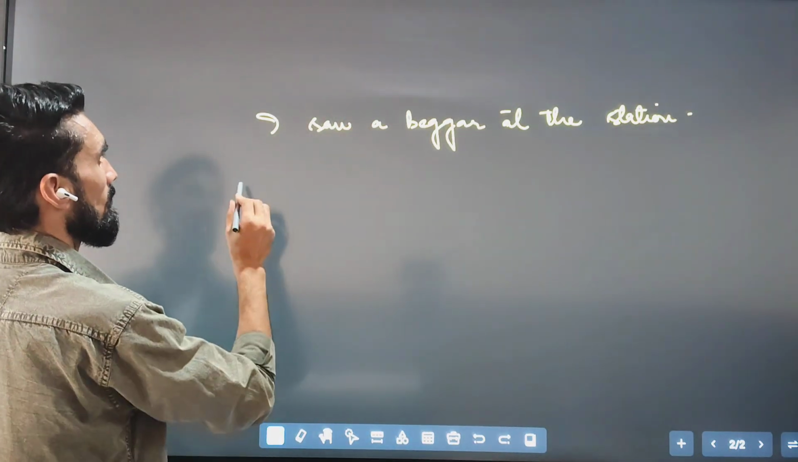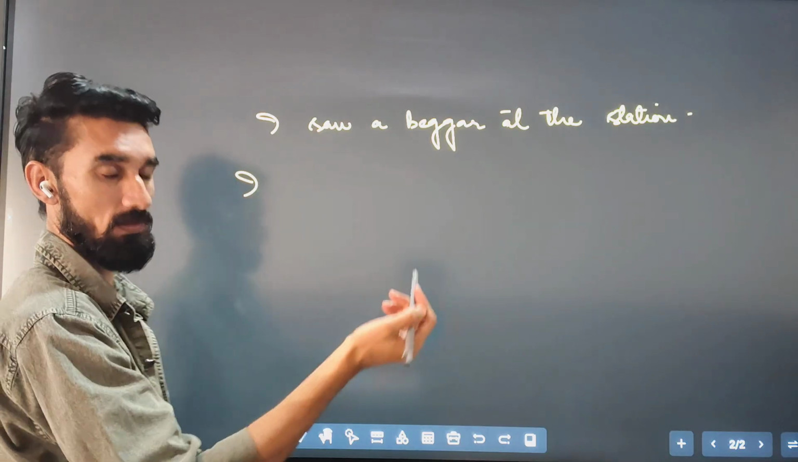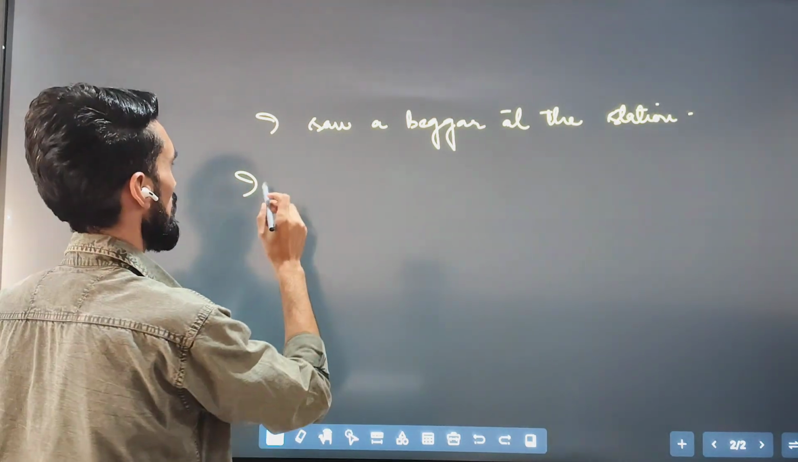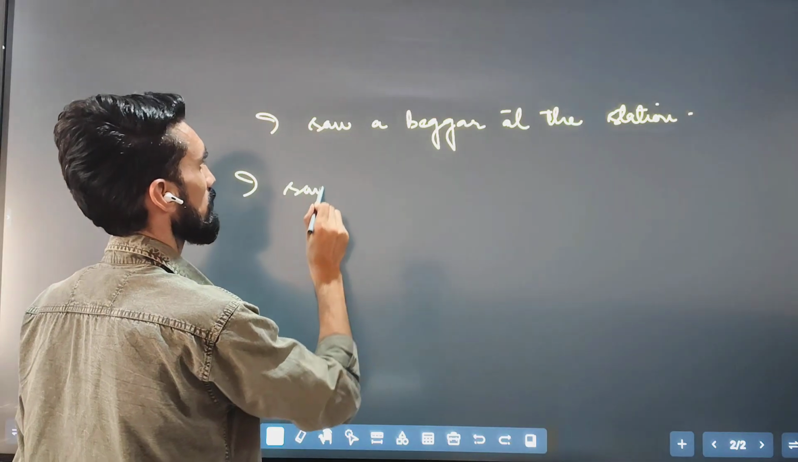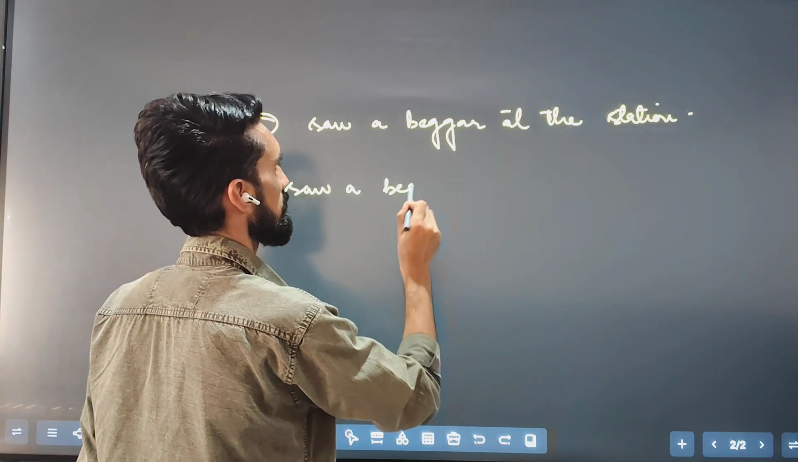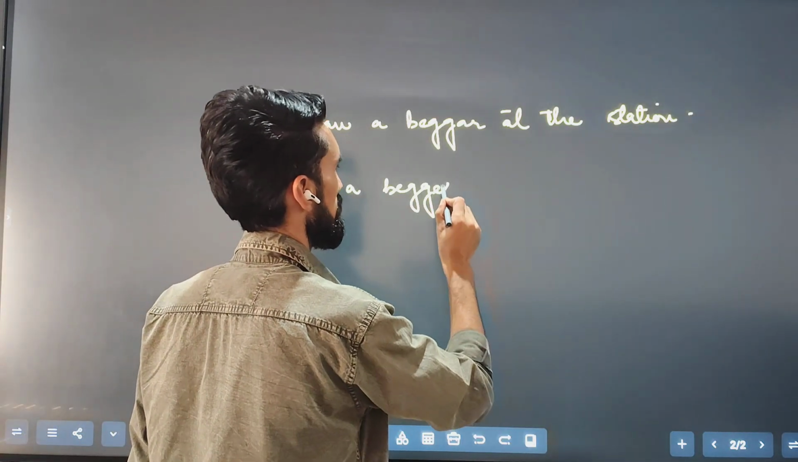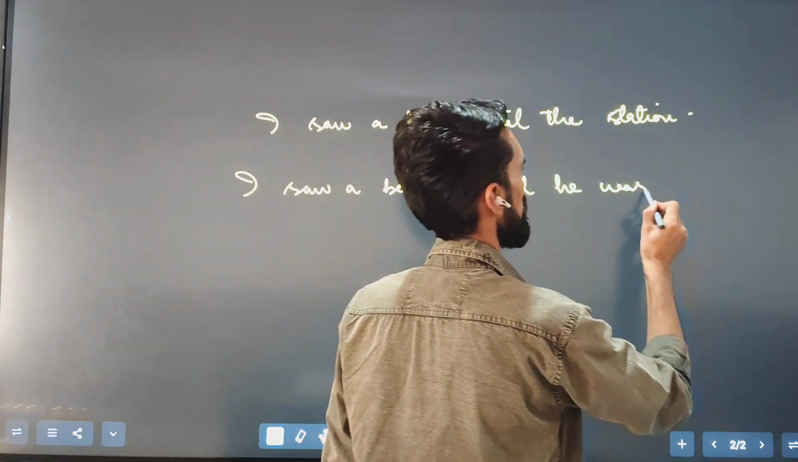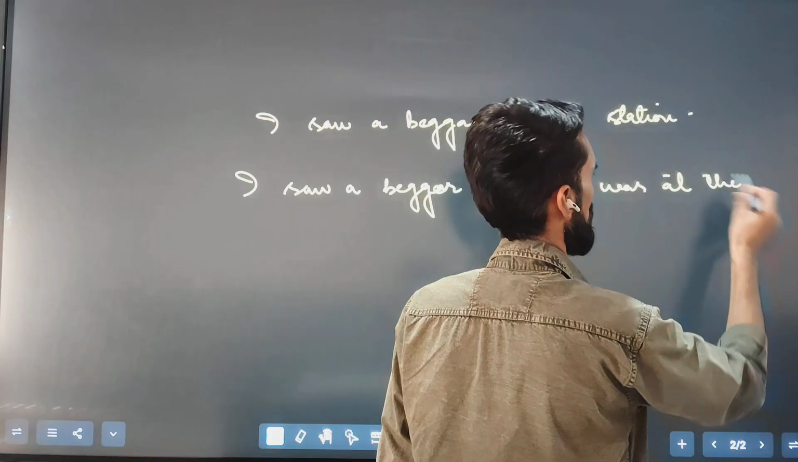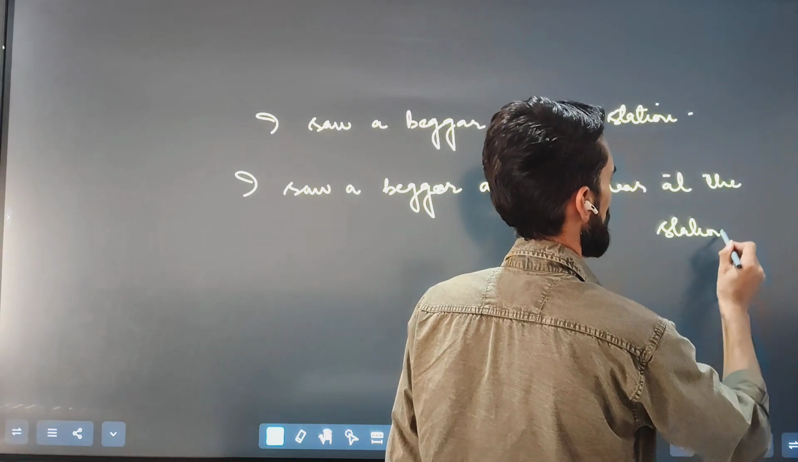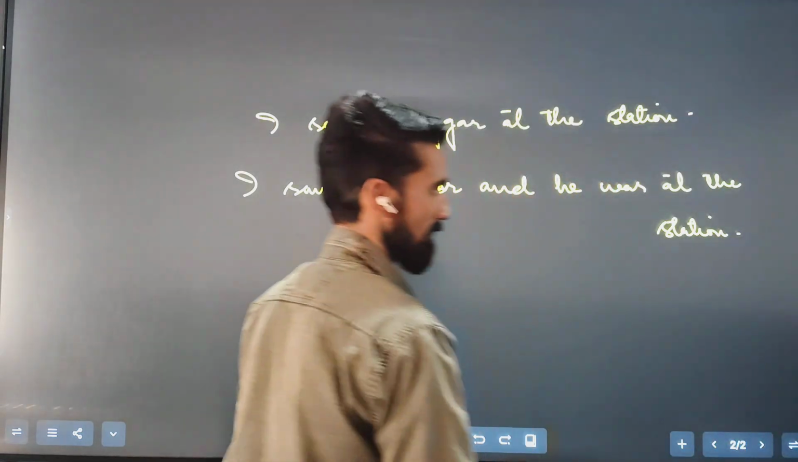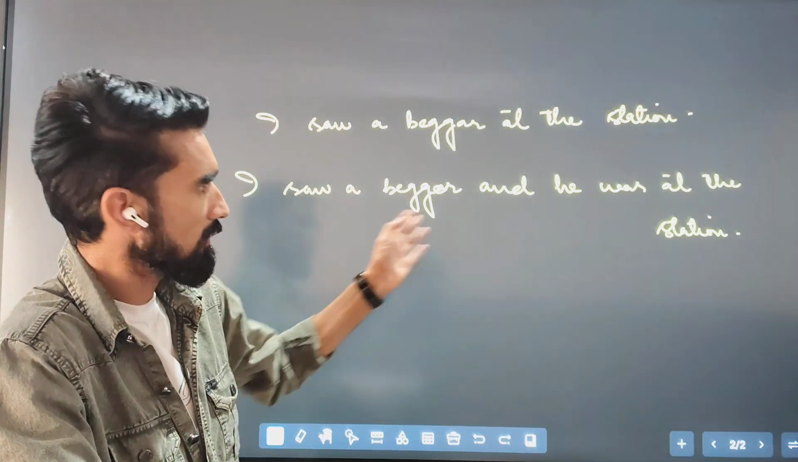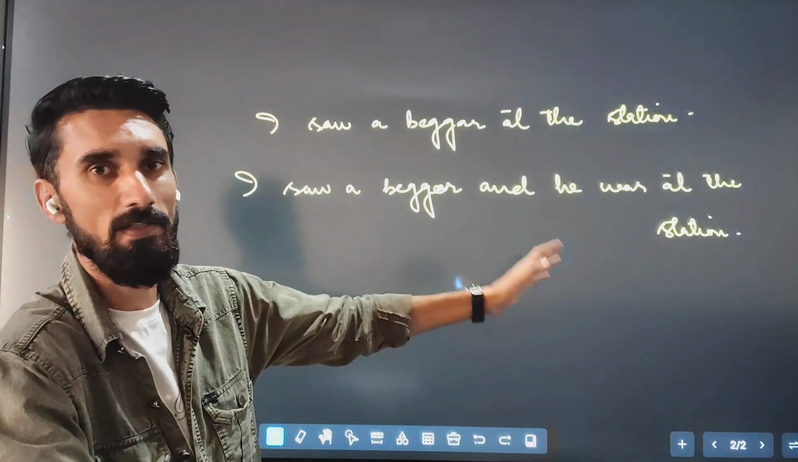Now, I will change it into a compound sentence. So it means you'll have to write down two clauses now. I saw a beggar and he was at the station. Now you can easily identify the two clauses in the single sentence here.